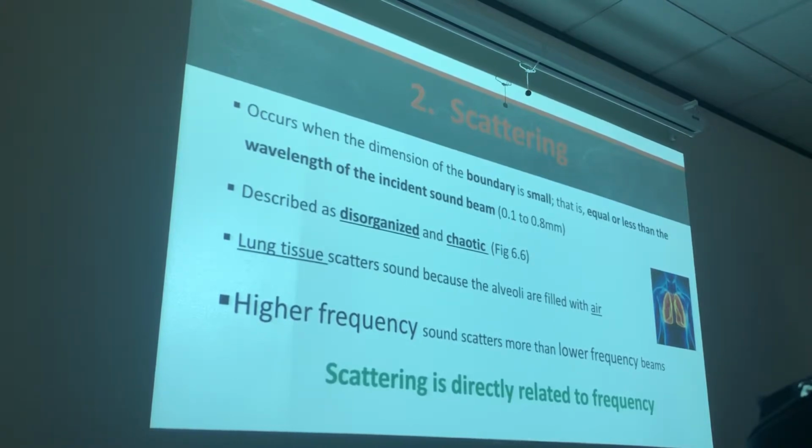Remember, we're talking about reflection. We're talking about something that's much larger than the wavelength of the beam. Okay. So scattering is described as disorganized and chaotic. When we're talking about scattering, we think about the reason why we can't see the lungs, because ultrasound can't penetrate through air. What's happening? The reason you can't see it is because it's scattering. The sound is scattering. That's why you don't get an image. Okay. There's no sound being reflected back to the transducer.